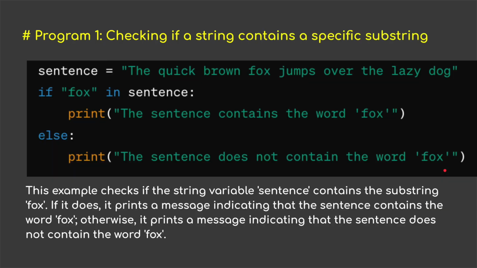Okay, so program 1. We've got a variable called sentence, and sentence has been assigned a string: the quick brown fox jumped over the lazy dog. Now, if fox, the word fox, is in sentence, so we're using in, basically if fox is in the variable sentence, print the sentence contains the word fox. Else, print the sentence does not contain the word fox. So let's have a little look at this and see what will happen when we run it.